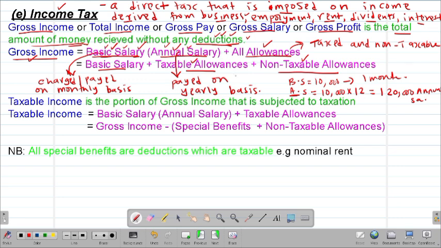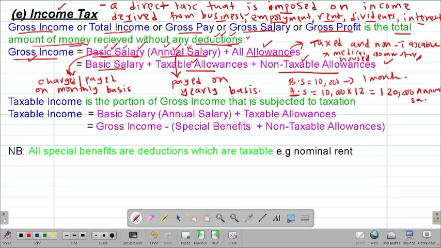We can also have maybe house allowance. We can also have medical allowance, etc. So we are saying that examples of allowances could include medical allowance. We can have commuter allowance. We can also have house allowance, which could be charged on nominal rent or non-nominal rent. So those are examples of allowances.